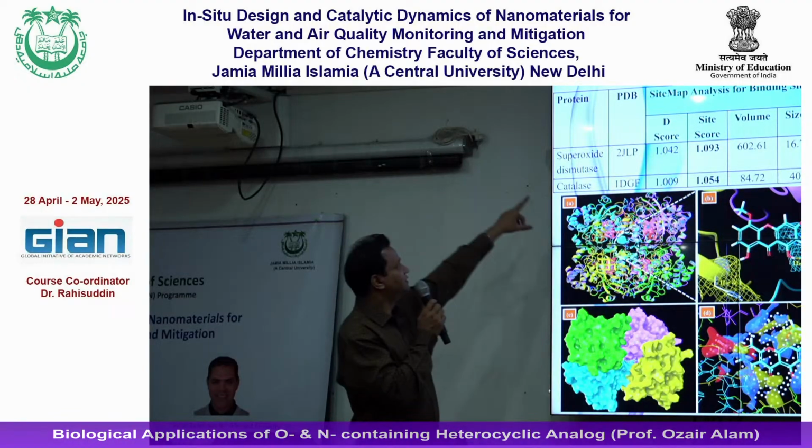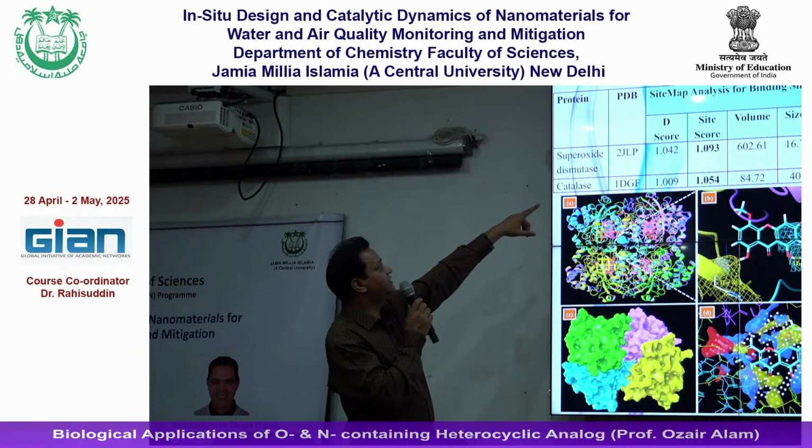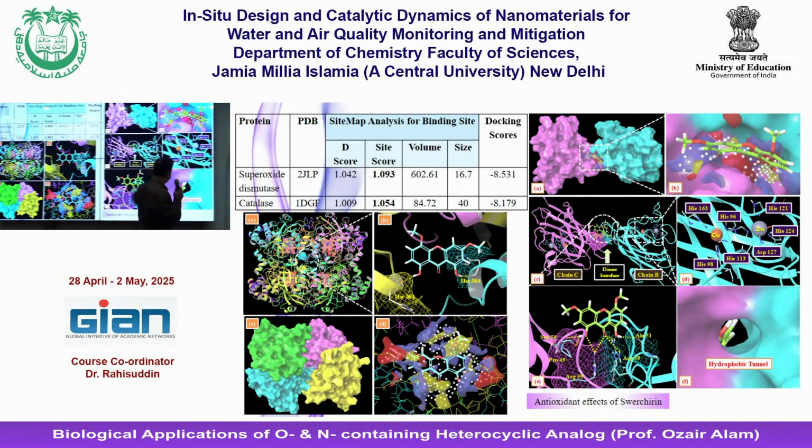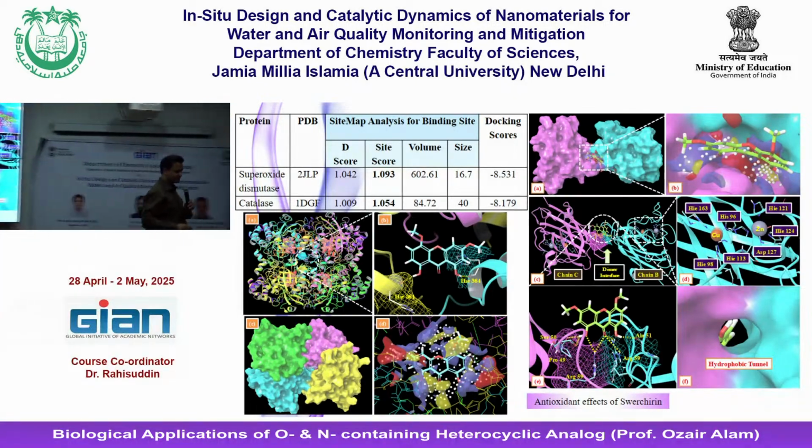So here, one protein, PDB ID 2JLP or 1DGF. In that, there is no co-crystal ligand available. So how do you dock, and in what area? For that, we have to perform the SiteMap analysis. On the basis of D score and site score, I am taking only one site here for catalase. This is the copper zinc catalyzed superoxide dismutase. I'm not going to give the details of that.